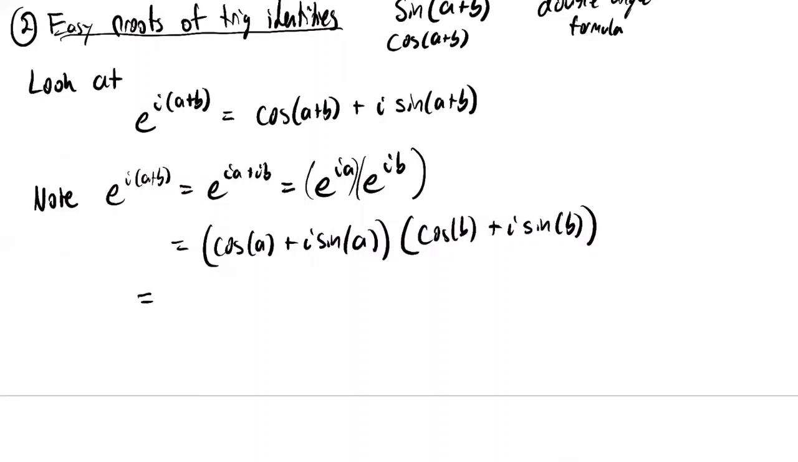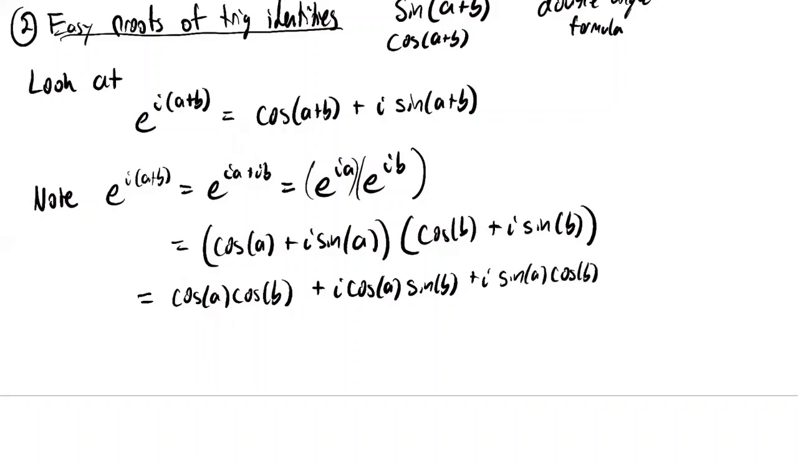If I multiply this through, I'm going to get cosine of a times cosine of b plus i times cosine of a sine of b plus i times sine of a cosine of b, and then minus, because i squared, remember i squared is -1, so when I multiply i times i, I'll just pick up a -1, sine a times sine b, right? And so what I'm going to do is collect the real numbers and the imaginary numbers separately.